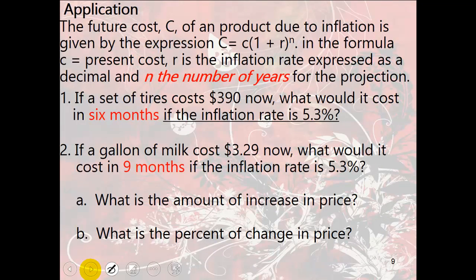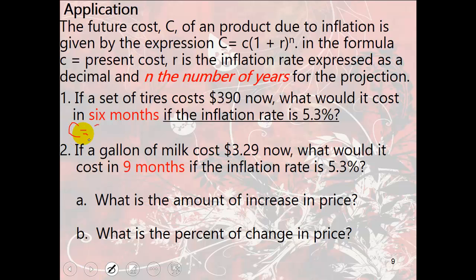So let's try this. The future cost C of a product due to inflation is given by the expression C equals little c times 1 plus r to the nth. In the formula, little c is the present cost, r is the inflation rate expressed as a decimal, and n is the number of years. If a set of tires costs $390 now, what would it cost in 6 months if the inflation rate is 5.3%? All right, so we're looking for big C.